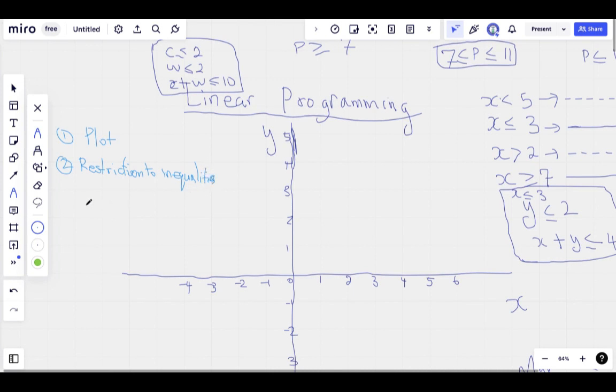Number 3 is identifying what type of line to use, whether broken line or dash line or solid line. Number 4 is graphing your inequality.